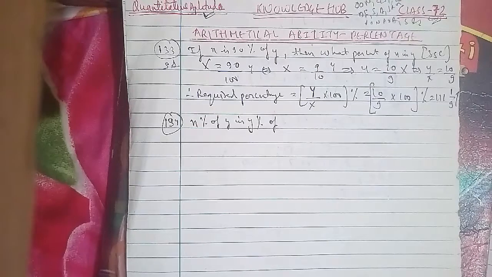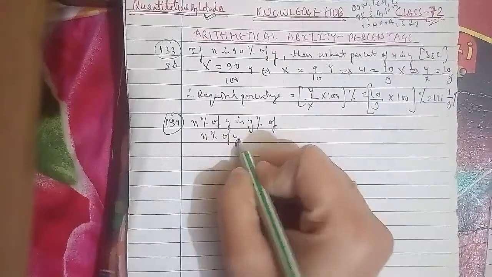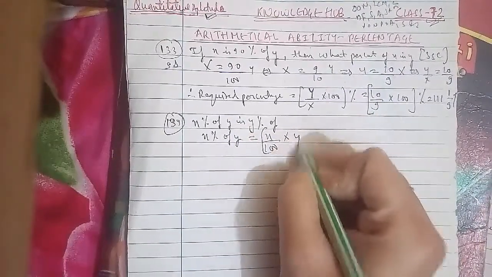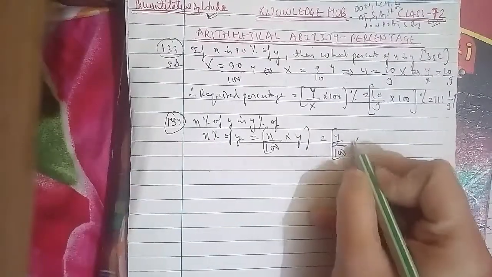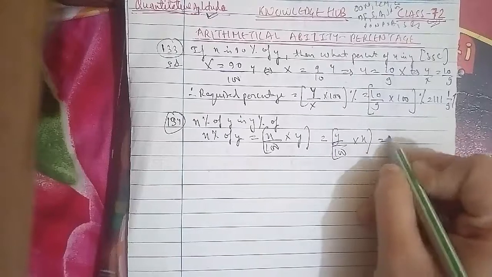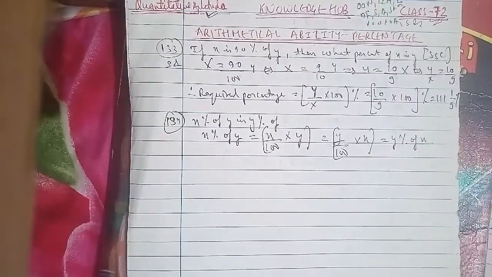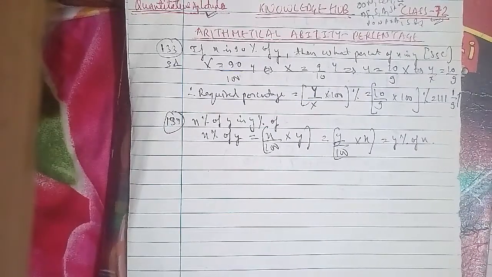So here we go ahead. x% of y is equal to x upon 100 into y, which is equal to y upon 100 into x, that is equal to y% of x. That is the answer here.